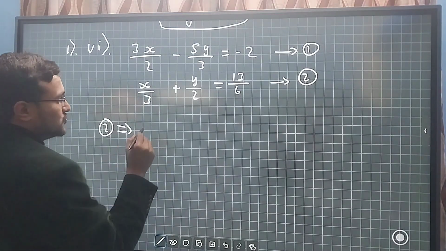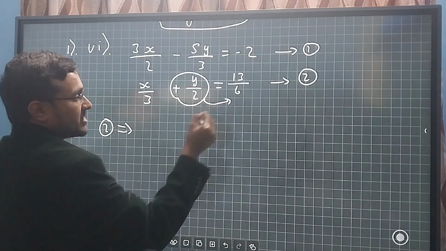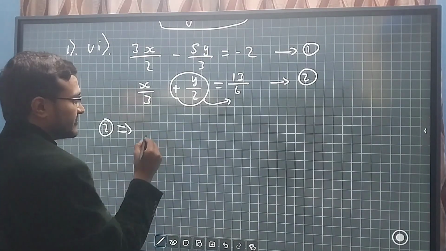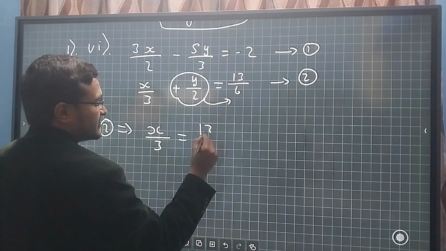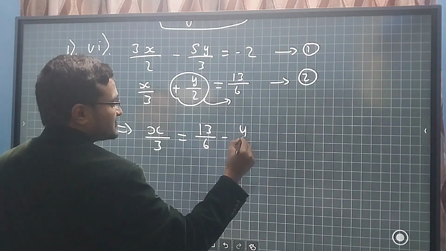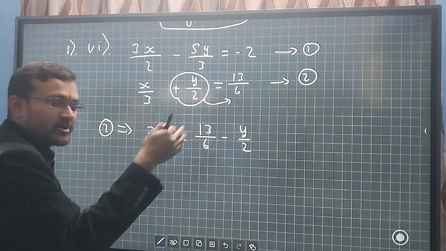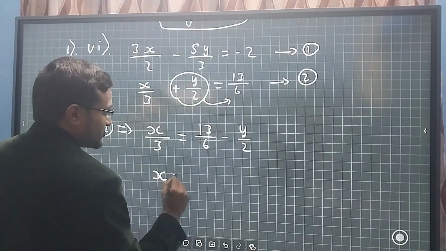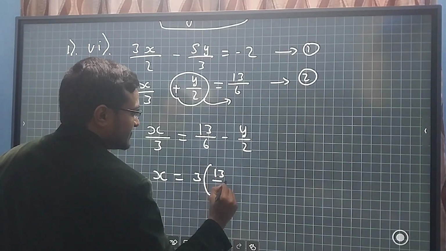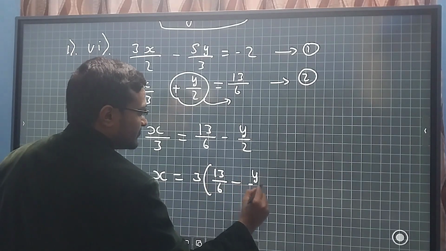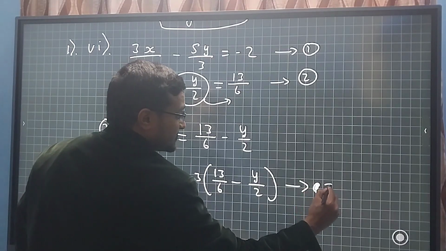So equation 2 I'll rewrite as, so this plus y by 2 I'll take to RHS. So it becomes minus y by 2. So equation 2 becomes x by 3 is equal to 13 by 6 minus y by 2 will be there. Now this 3 I'll take to RHS. So it will become into 3. So x is equal to 3 into 13 by 6 minus y by 2. So this you can call as equation 3.